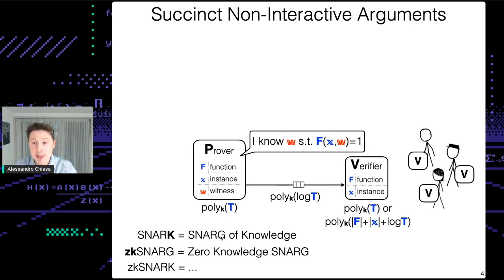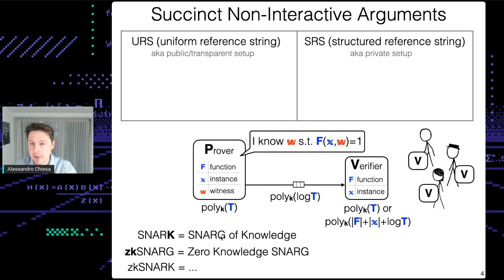Now, all SNARKs have a trusted setup. It's actually impossible to construct SNARKs without a trusted setup. But there are trusted setups of different types. The most convenient is something known as a uniform reference string, sometimes known as a public or transparent setup. It just basically consists of public randomness, okay? So just some public randomness, we agree that it is random, or we know that it is random, and based on that, the prover and verifier can generate and validate proofs.